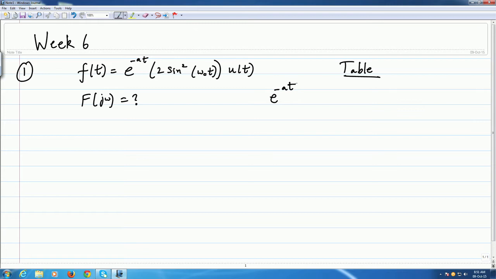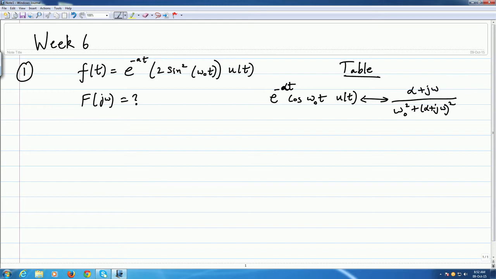Okay. So, e power minus alpha t cos omega naught t u of t transforms to alpha plus j omega divided by omega naught square plus alpha plus j omega whole square. Okay. So, this is a Fourier transform that you can get from the table.